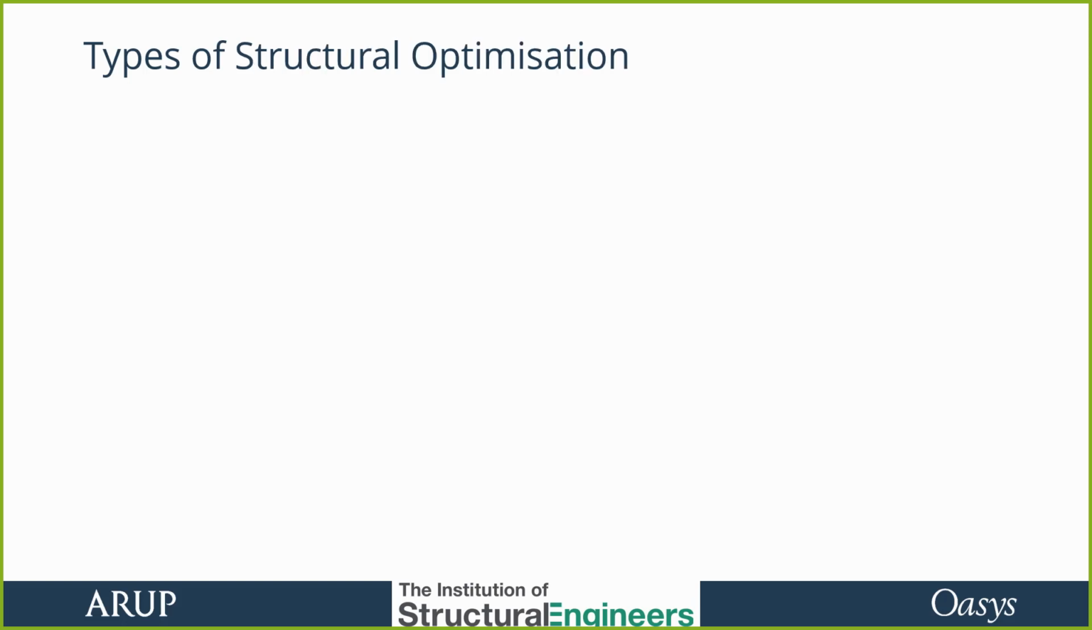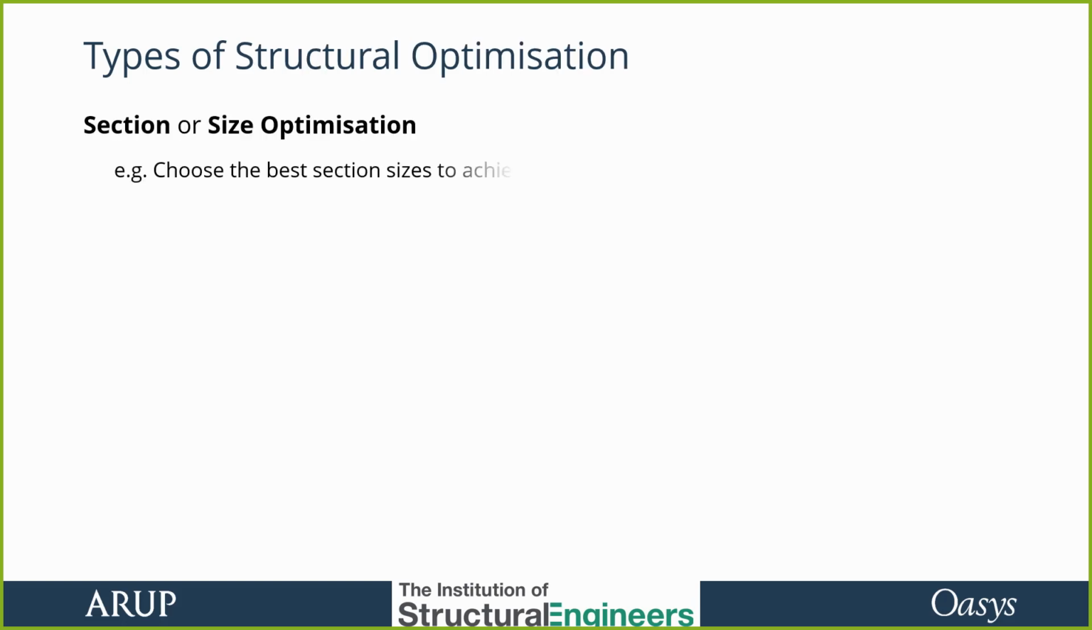Okay, and what can we design? Well, what can we optimize? There are the section or size optimization. What is the best section sizes to choose to get the least weight? This is quite often what people mostly think about, but this is actually optimization which has the least end effect.